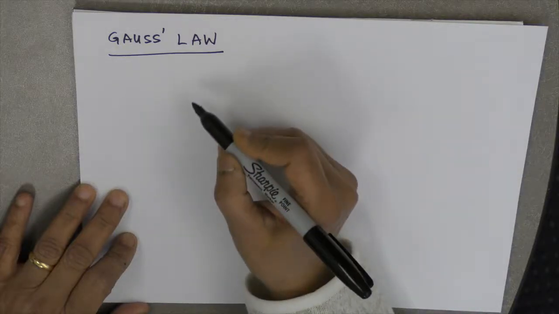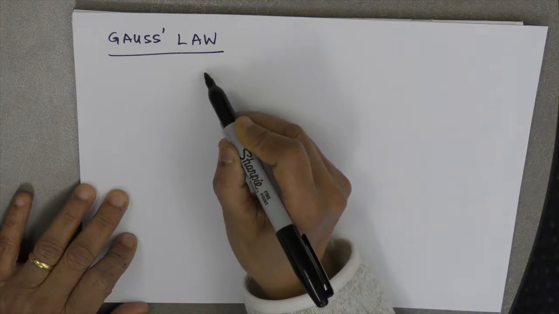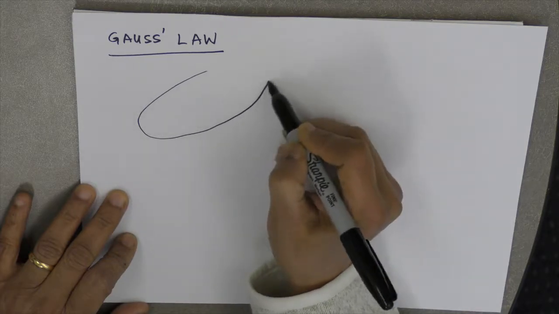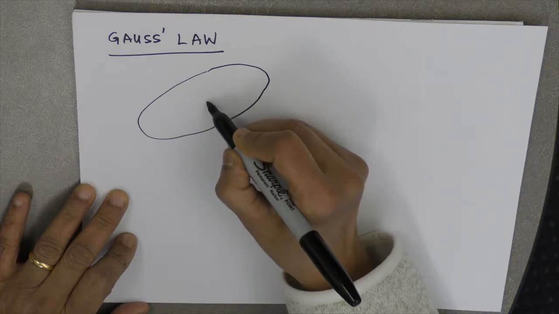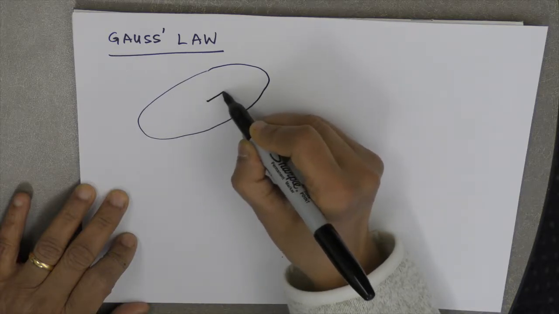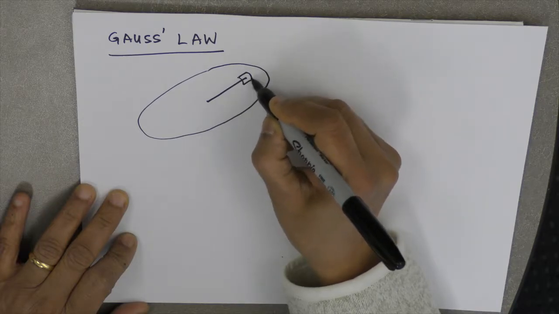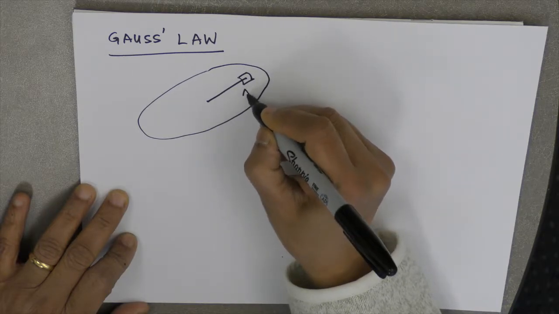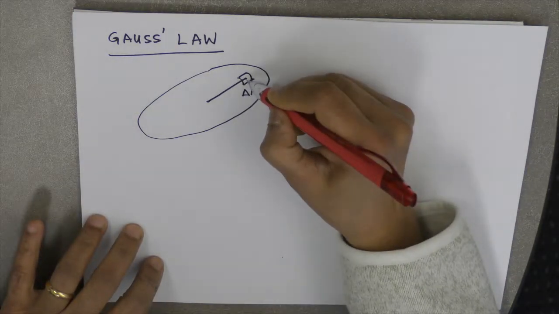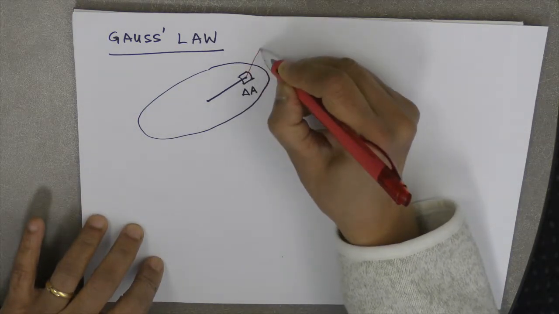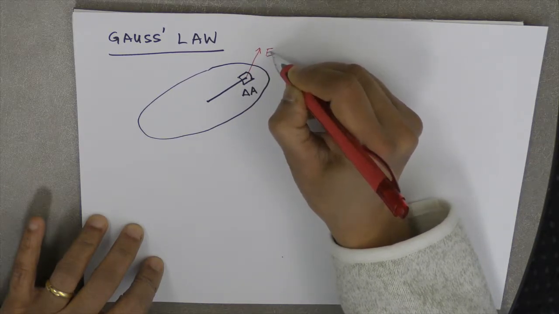Okay, so Gauss's law is the following. Basically, it says if you take a surface and look at some point on the surface, make a small area around that point, delta A, and look at the electric field at that point. Let's say it's pointing in some direction.